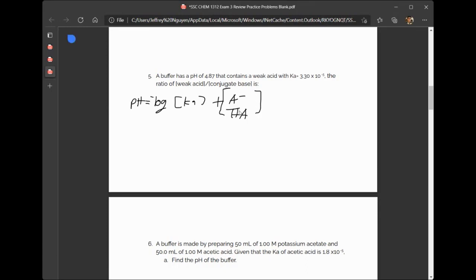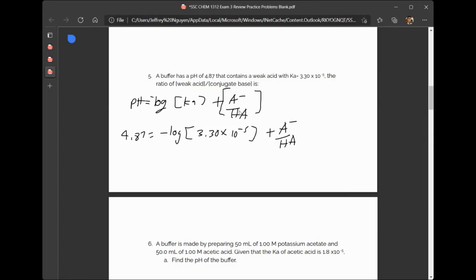So what do we have here? We have a 4.87, right, for pH. And we also have a Ka, which is that. And we do that value of that, okay? And then we just write the leftover part. So I'll give you all a second to go ahead and do the math for this. I'll just give you one second to plug that into the calculator.